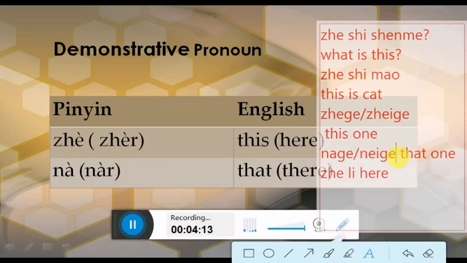哪个 which one? 哪个 which one. 那个 that one.